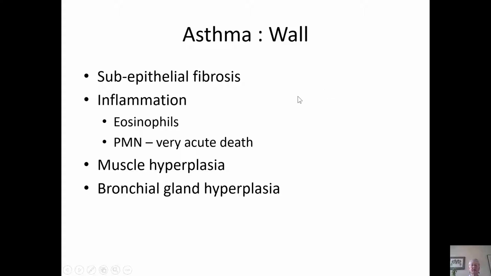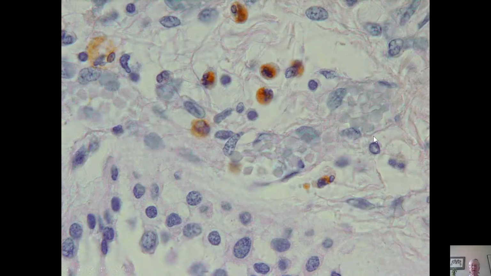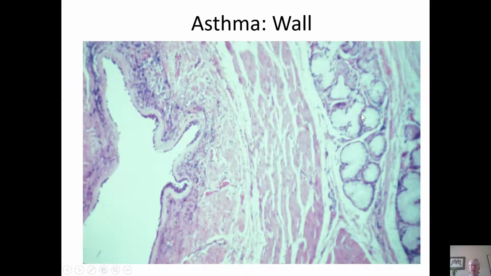The wall of the airway in an asthmatic is abnormal. There is subepithelial fibrosis causing narrowing of the airway. There is inflammation in which eosinophils are featured. There is muscular hyperplasia and bronchial gland hyperplasia. This immunoperoxidase stain features a number of eosinophils. On this slide, there is bronchial gland hyperplasia, there is muscle hyperplasia and thickening, there is thickening or expansion of the subepithelial component, there is an abnormal basement membrane, and there is epithelial cell sloughing.